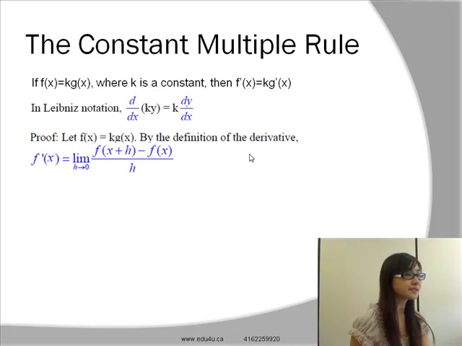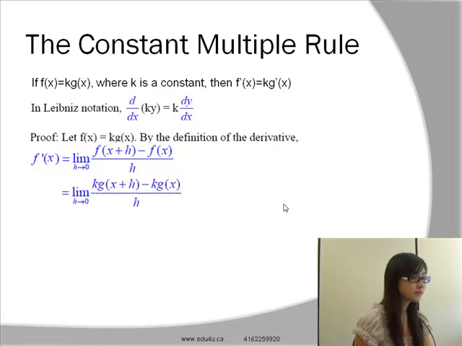Now let's try to prove this constant multiple rule. We're going to start with an expression that we have already learned in the previous lecture for the derivative of f of x. We know that f prime x equals the limit as h approaches 0 of f of x plus h minus f of x over h. Next, what we do is every time we see f, we replace it by k times g.